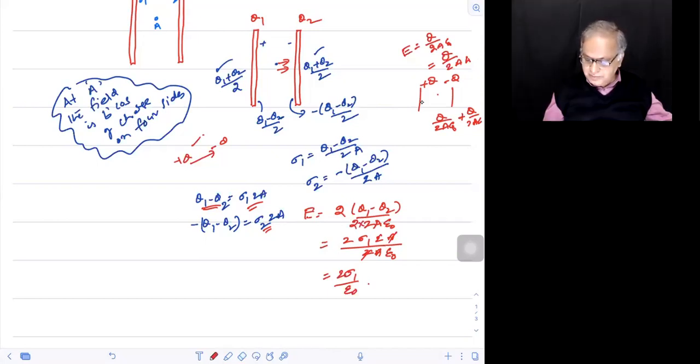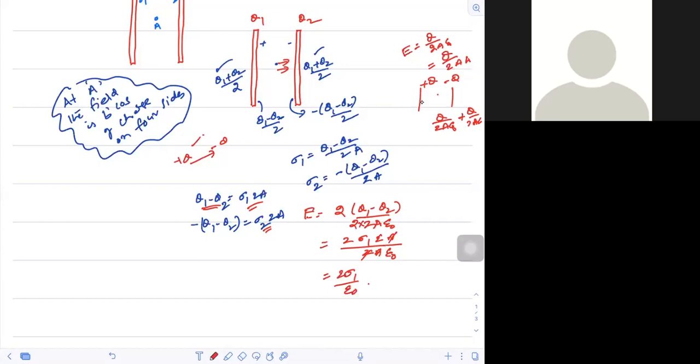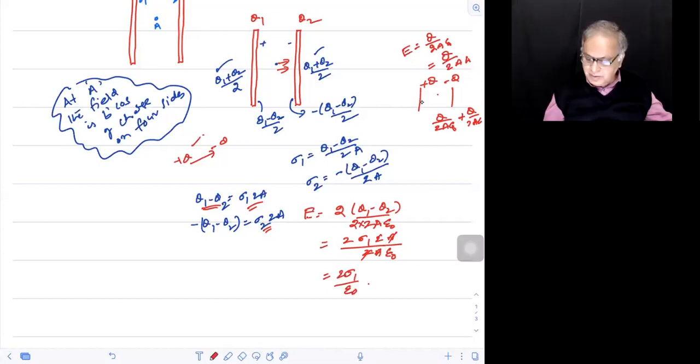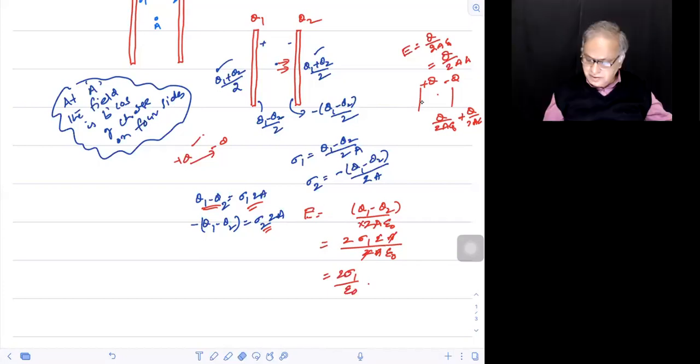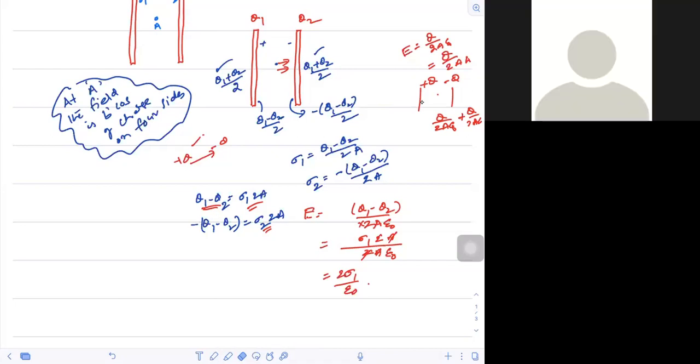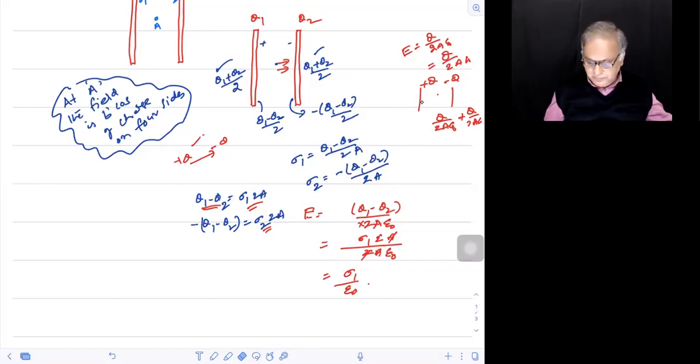So at the end, it becomes sigma 1 by epsilon 0. So here one 2 is gone, right? So Q1 minus Q2, sigma 1 into 2a, this won't be there. So what am I getting? Sigma 1 by epsilon 0. That's correct. All right.